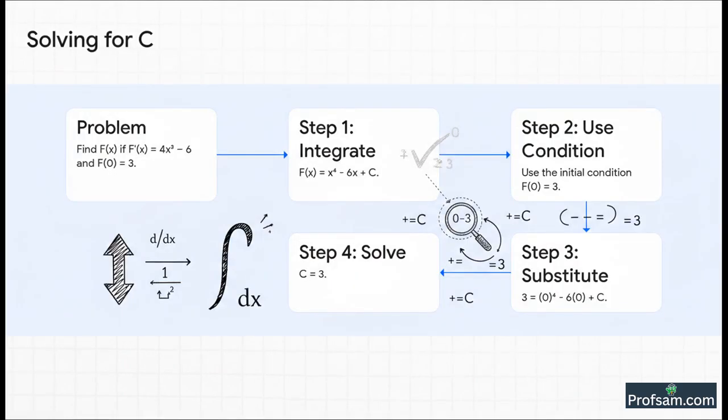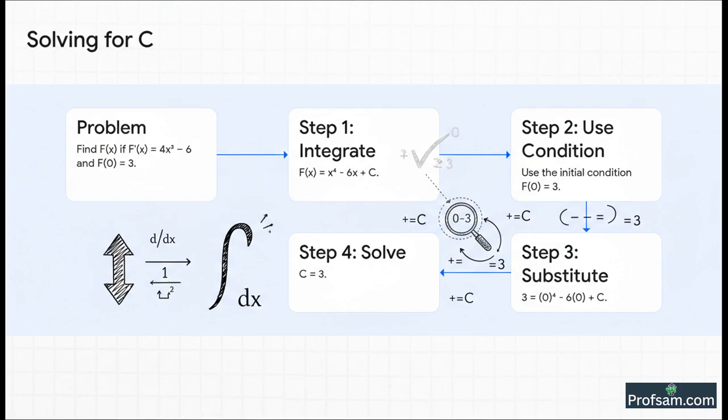Okay, let's solve a case together. We're given the derivative f prime of x is 4x cubed minus 6. We also have a very important clue, an initial condition, f of 0 equals 3. This tells us our function must go through the point 0, 3. So, step 1, we integrate f prime of x to find the family of functions. The antiderivative of 4x cubed is x to the power of 4, and for 6, it's 6x. So our general solution is f of x equals x to the power of 4 minus 6x plus c.